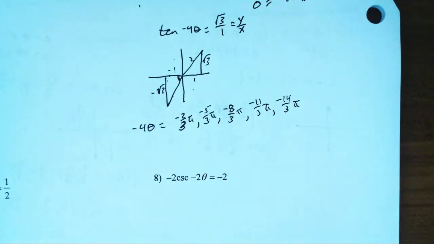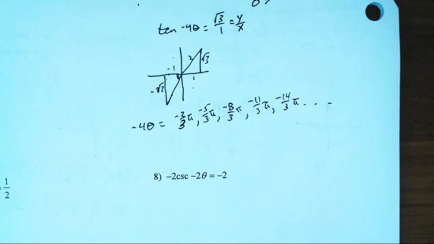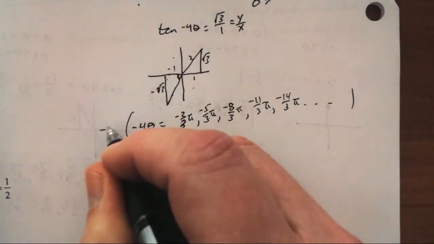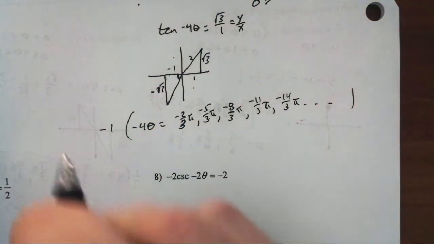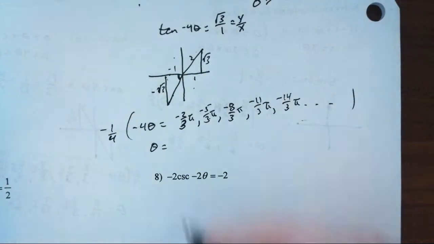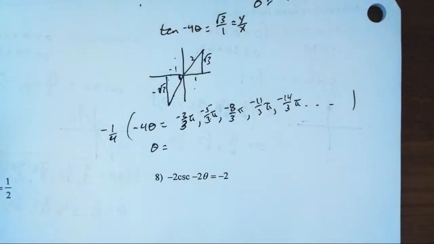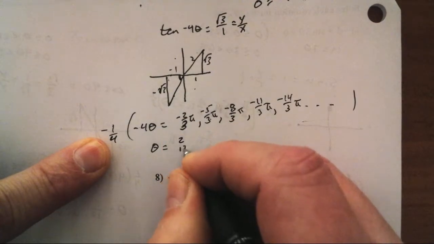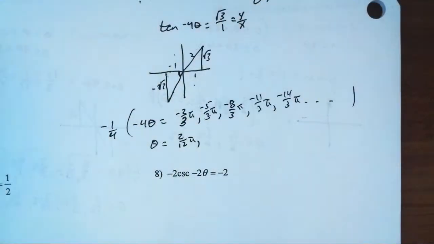And I'm going to stop right there for right now, because I know those aren't my final answers, and I think I can figure out the pattern of this as we go to the next step. That might be more than we need. So we're going to multiply by -1/4, and I get theta equals, I'm going to not reduce fractions here. You'll see why. So we get positive 2/12 pi.